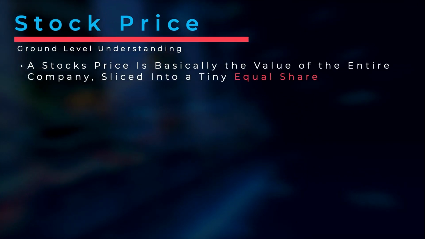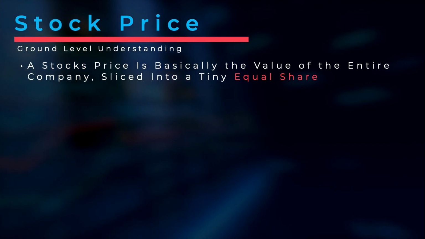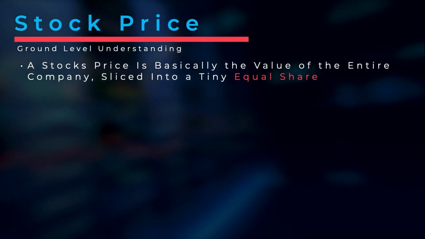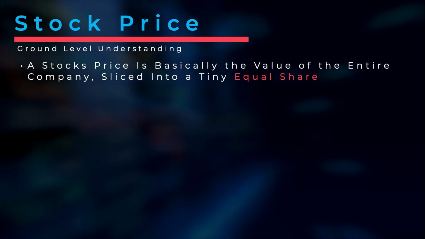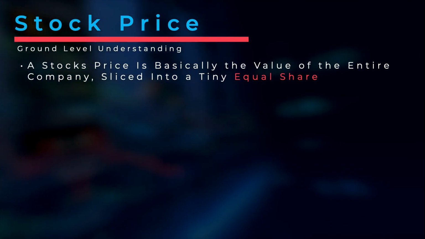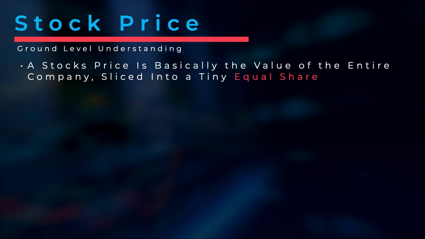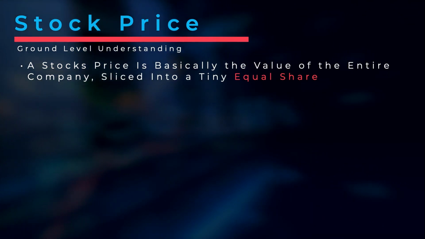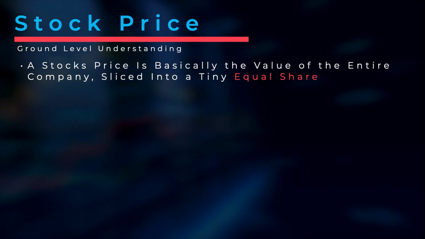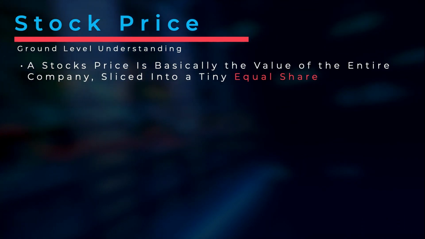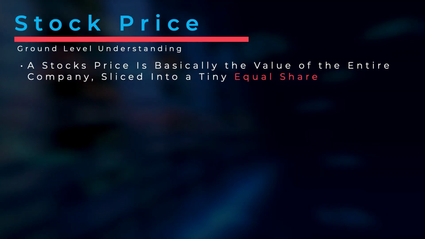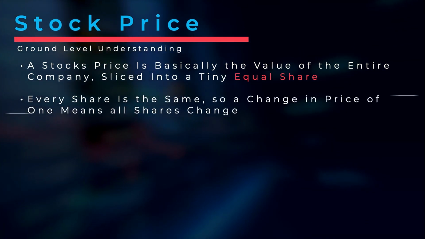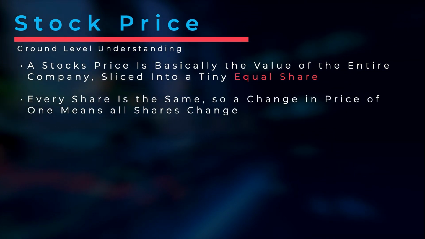A stock price is basically the value of the entire company sliced up into tiny little bits, as we talked about before. Each stock is an equal share. So stocks are identical to each other as long as they're the same class. There is no difference between my shares and the CEO's shares. They're all the same. The only difference is how many each of us has. Every share, again, is the same.